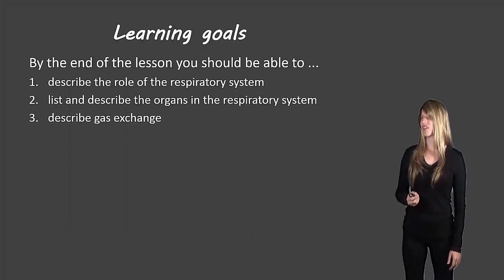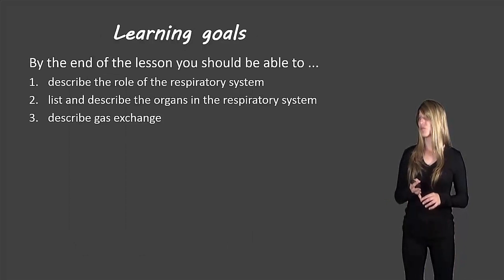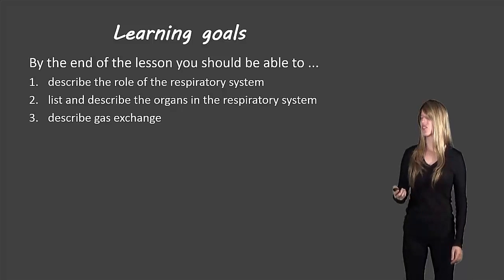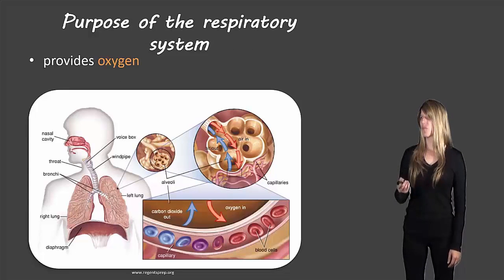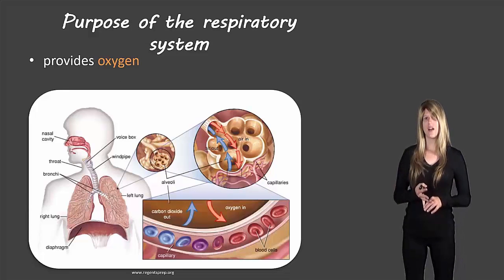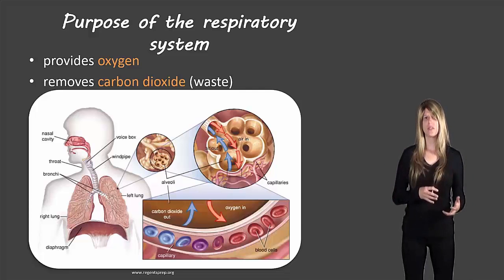So we have a few learning goals. You should be able to describe the role of the respiratory system, list and describe the organs, and describe gas exchange. So first of all, what is the purpose? Well, there are two purposes. First, to provide oxygen to all of the cells in the body, and second, to remove carbon dioxide, which is a waste product of respiration, from all of the cells in the body.